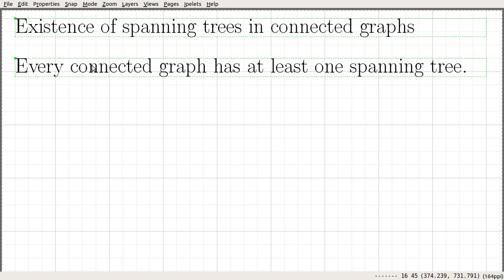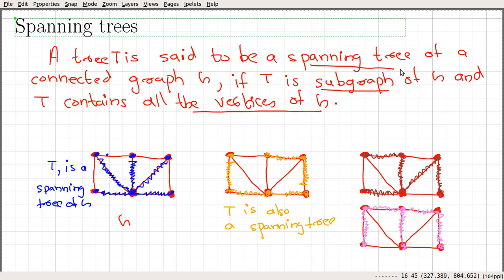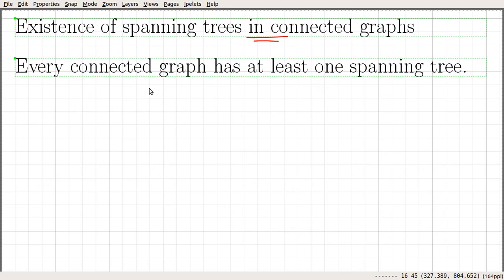Okay, so this particular statement talks about the existence of a spanning tree in a connected graph. So if we consider any connected graph, that graph has at least one spanning tree. Here we saw this particular graph is connected and it has many spanning trees. So this statement says every connected graph has at least one spanning tree.